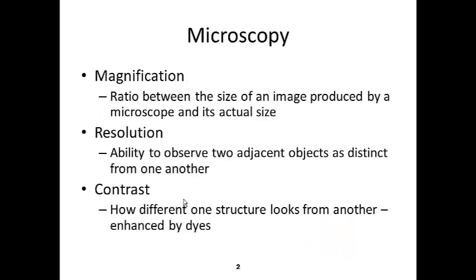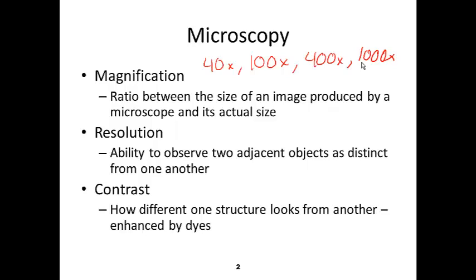So microscopy. Microscopes are used to observe cells. Now there are three basic parameters. The first one, very straightforward, magnification. It's the ratio between the size of an image produced by a microscope and its actual size. In our lab, we have microscopes that can magnify 40 times the original size, 100 times the original size. We have lenses that can go all the way up to 1,000 times the original size.